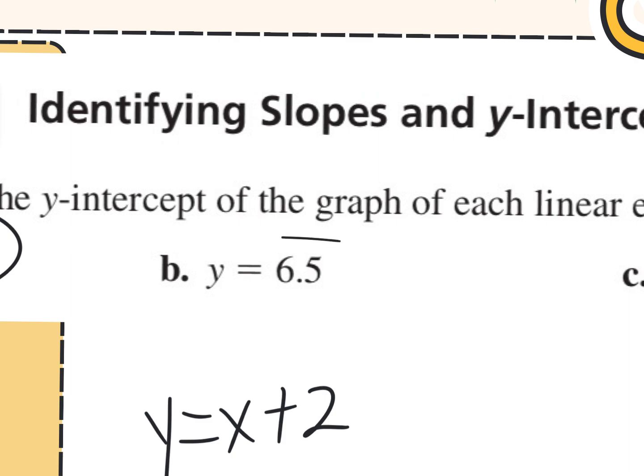Is there an x in this equation? No, and we just said the slope was whatever number is in front of x, but there is no x. So therefore, there is no slope. What does that mean the slope is?